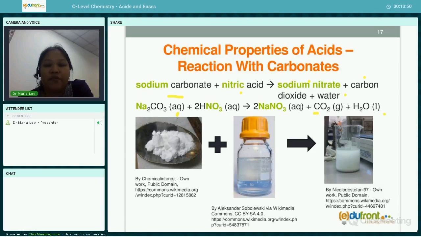So this is a reaction of acids with carbonates. And it is good to take note that since acids will always react with carbonates, this is a test for the presence of carbonate ions in a particular test sample. Because if you react it with an acid, you produce carbon dioxide gas.